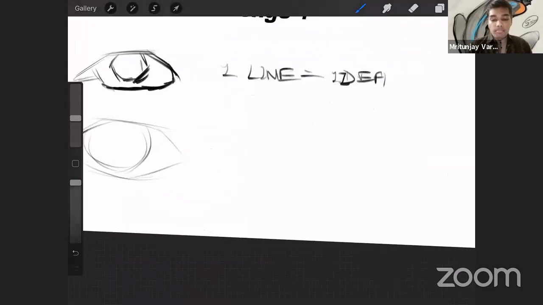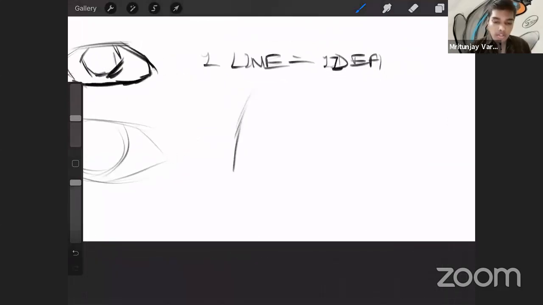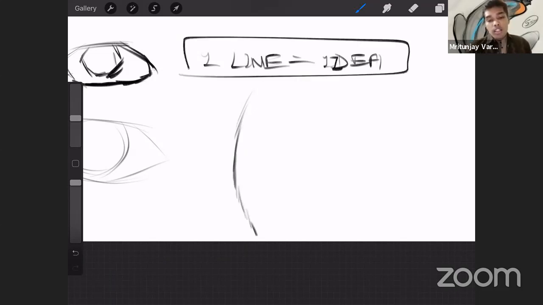So people actually draw like this. That's how I draw the eye. And if we keep this equation in mind, that one line equals one idea, now apply that here. You see there are maybe 10 lines here, 20 lines here. So there are 20 ideas. There are 20 ideas you're putting in there to represent just one thing. So that's not good.